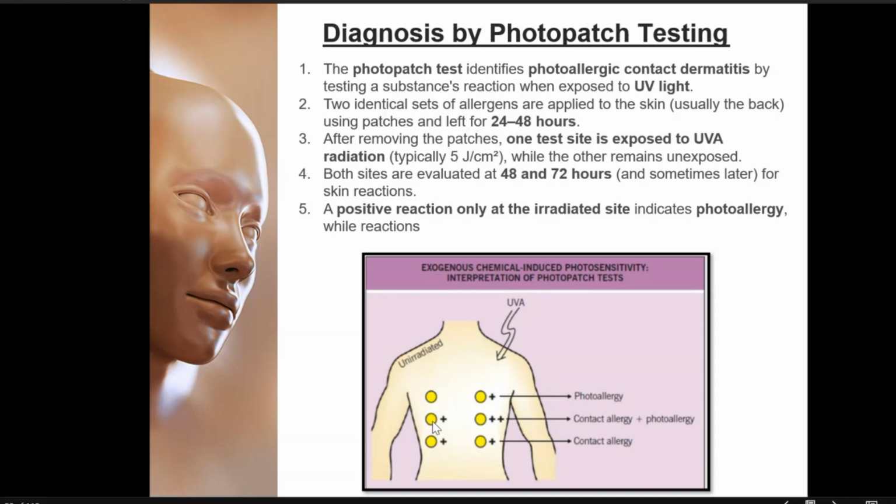In this patch, there is a positive response, but there is no exposure to the radiation. Here also there is a positive response, plus there is exposure to UVA. So this response is +2. So it is considered contact allergic, and it is also considered a photoallergy. Here also you can see plus and plus. So this is not photoallergic, but this is contact allergy, because the intensity has not increased after the application of the ultraviolet radiation.